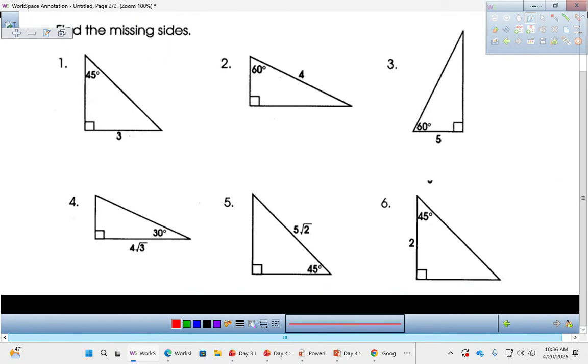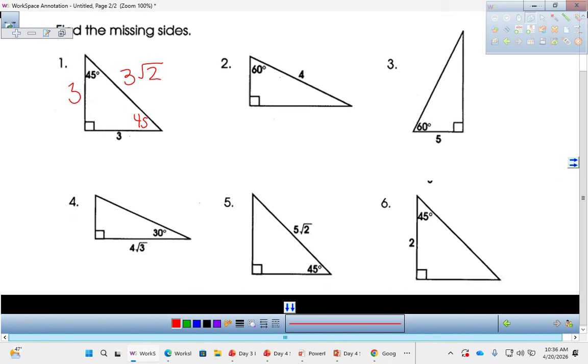So right now I have across from the 45-degree angle is 3. So if this is another 45-degree angle, across from that is going to be 3 too, because if they're the same angle, then they've got to be the same side length. Okay, so this side right here should be a 3. And then the hypotenuse is the side length times root 2. So the hypotenuse for this one would be 3 root 2. All right, pretty straightforward for the first one.